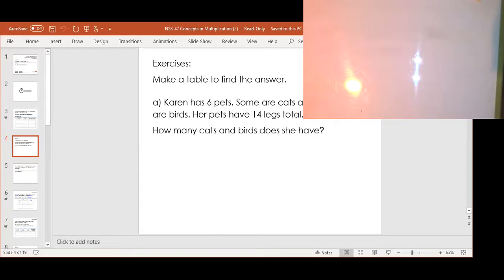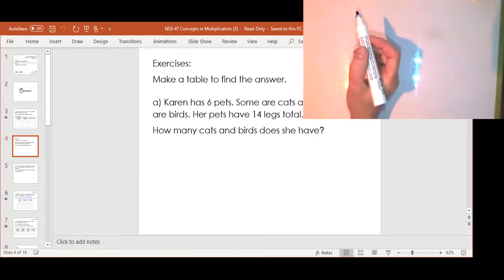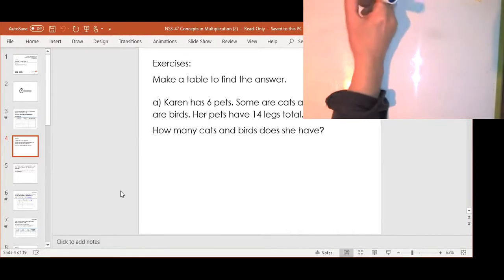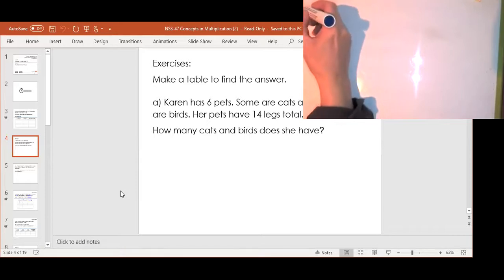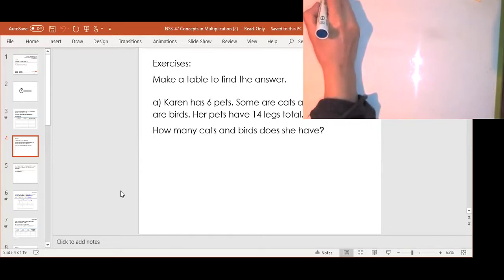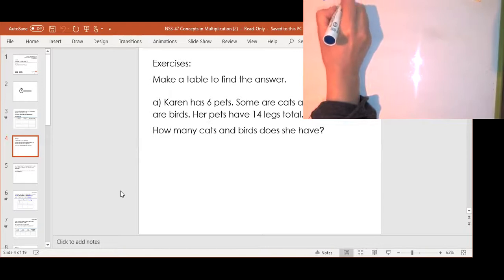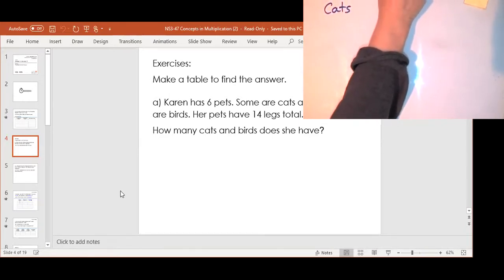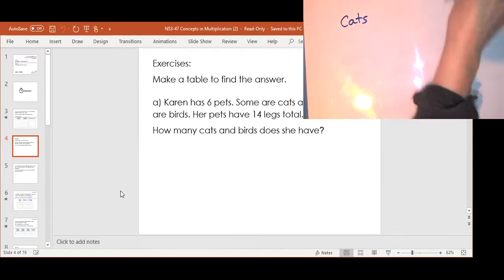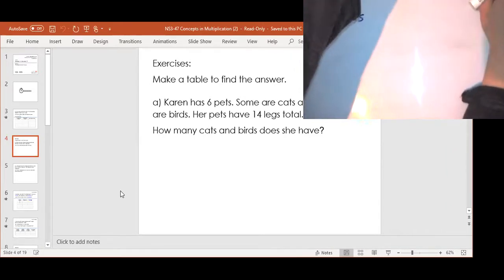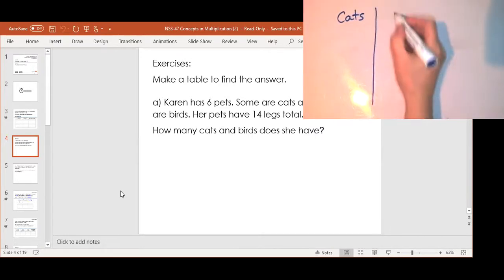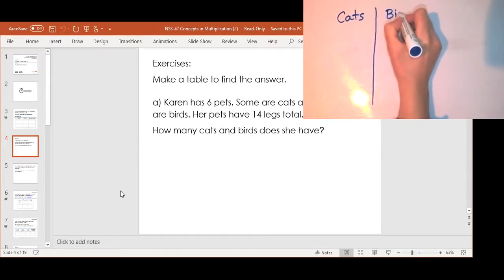Right there is good. All right, so I need to make a table. That's what they're telling me, okay? Karen has 6 pets, so altogether she has 6 pets. So remember I wrote, I'm just going to write cats. So she has some cats. Make sure this is straight. Okay, so she has cats. She has birds.